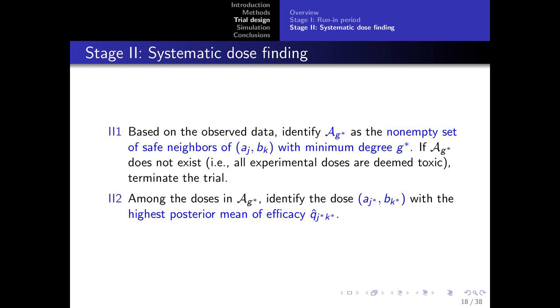Here is how we do the stage 2 dose finding. Based on the observed data, we first identify the non-empty set of safe neighbors of AjBk with minimum degree d. In other words, we are trying to find the safe doses that are close to the current dose. Among the doses in this safe neighborhood, we identify the dose with the highest posterior mean of efficacy. In other words, we are trying to find the dose that has the highest efficacy and is also close to the current dose. The reason we focus on doses close to the current one is that we don't want the next dose transition to jump to a very far place. We want it close to the current dose.